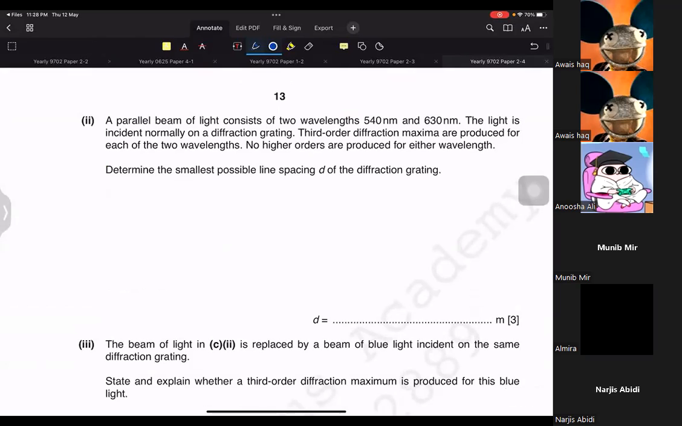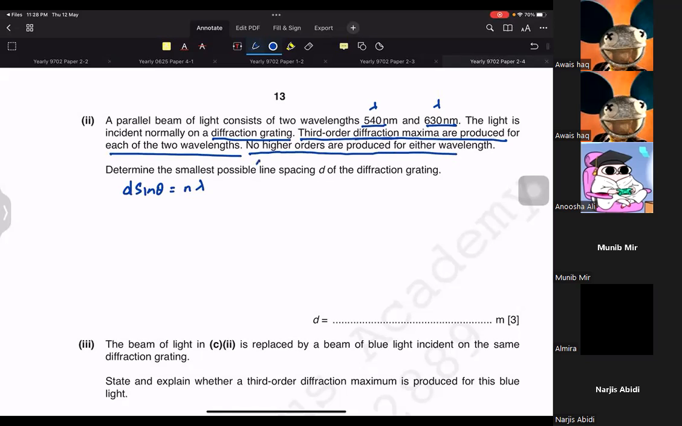Now, the moment you hear diffraction and diffraction grating, you definitely just write d sine theta equals n lambda. Now they say parallel beam of wavelength. So we have the lambda and we have the lambda here as well. So there are two of them. The light is incident. Third order diffraction maxima is produced for each of the two wavelengths. No higher orders are produced. Okay. Determine the smallest possible line spacing.